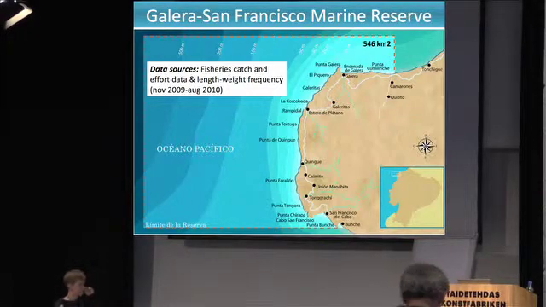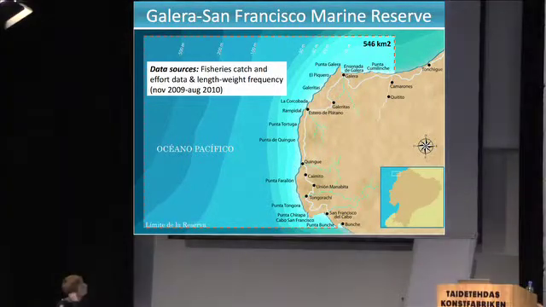During the process of declaration of the area, the local fishermen already manifested their concern about the state of the population of this lobster. So together with them, we registered the catch of the fisheries and also took some effort and length frequency data between November 2009 and August 2010. Those were all the available data.